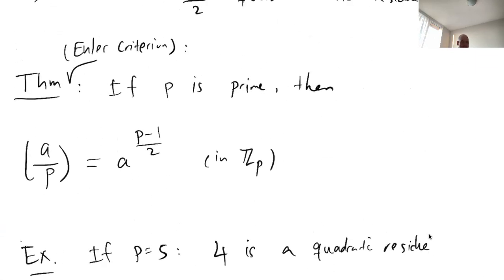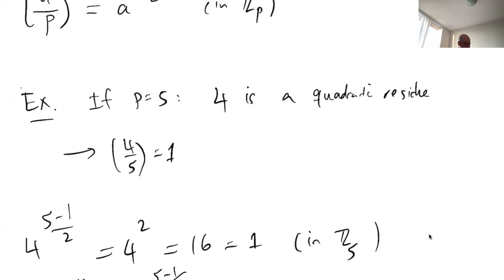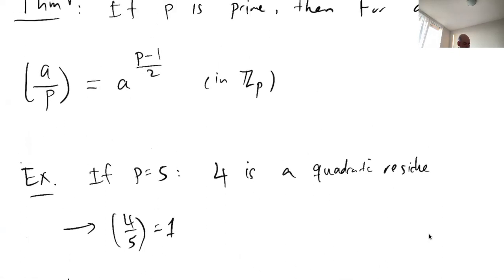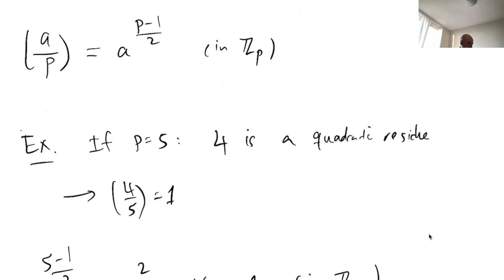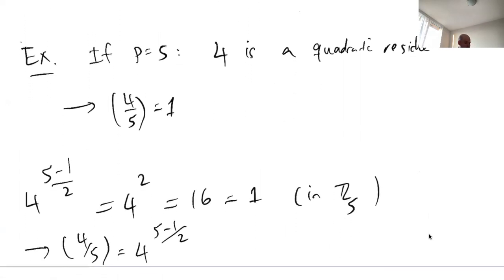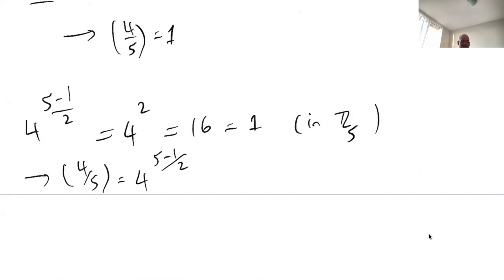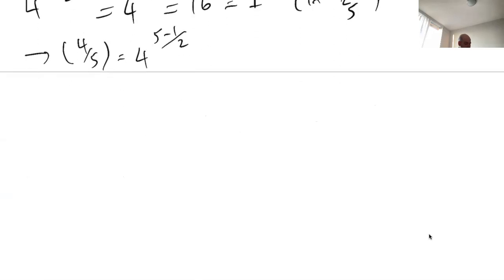This theorem says that for every prime number p and for every a not equal to 0 in Z_p, the Legendre symbol equals a to the power (p minus 1) over 2. Here p is 5 and a is 4, and we saw that 4 over 5 is the same as 4 to the power (5 minus 1) over 2. But of course, if you want to prove the theorem, you have to provide a proof that is valid in general, not just with examples. So let's see how we can prove the theorem.